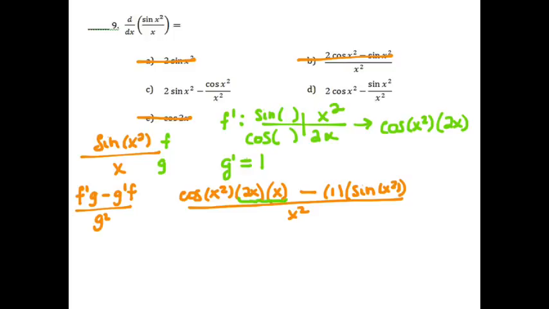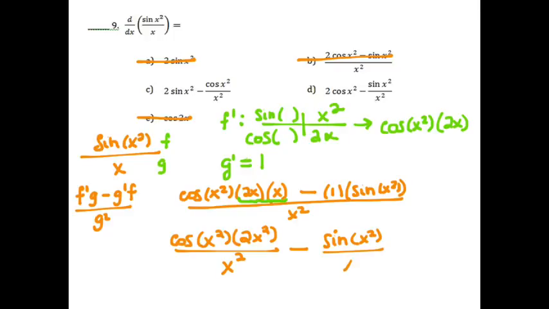And I notice in these two that the x squared as a denominator is only there in the second term. That indicates to me that to do this simplifying, they have split up the numerator, separated those terms, both of them over the same denominator. So let's do that and see what happens. I have cosine of x squared times this 2x times x. I'm going to go ahead and multiply those together and get 2x squared. We're going to put that over x squared minus, for this term, I have sine of x squared over x squared.